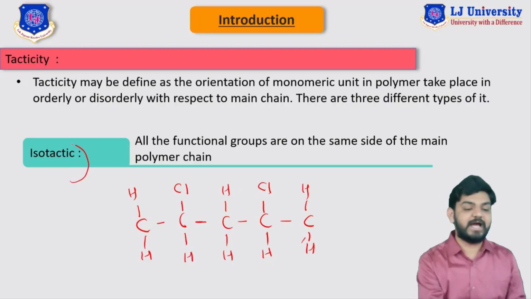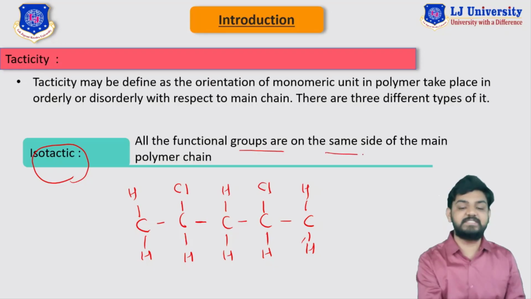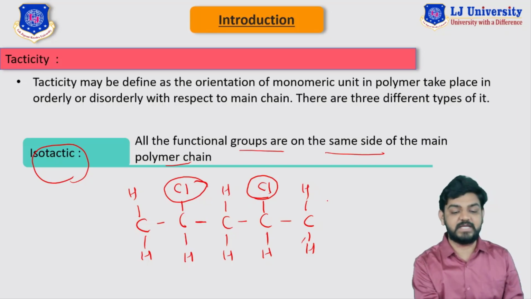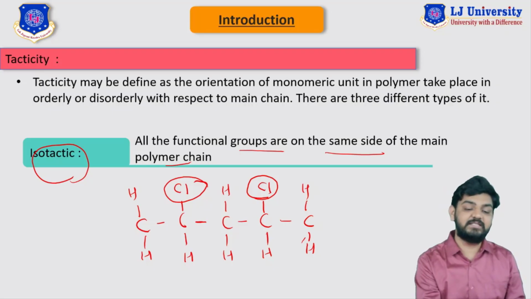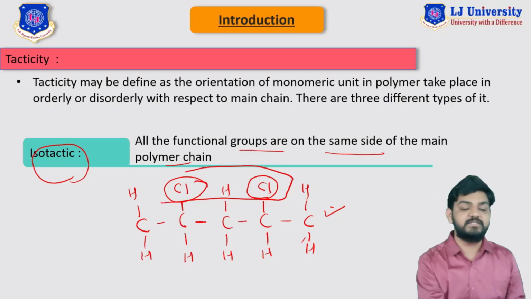So this particular isotactic arrangement can be referred to as one where all the functional groups are on the same side of the main polymer chain. You can see here this chlorine is the functional group which is on the same side of the polymer chain, that is, it is appearing on the upper side of the polymer chain. So we can say that this polymer is isotactic, in which all the functional groups, specifically chlorine, are on the same side of the carbon chain.